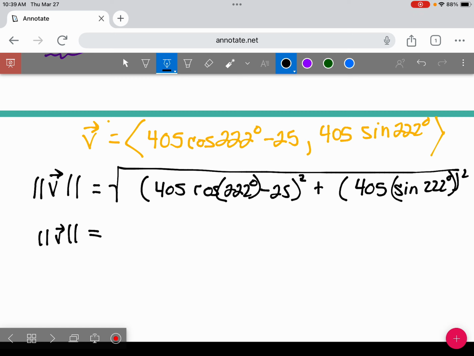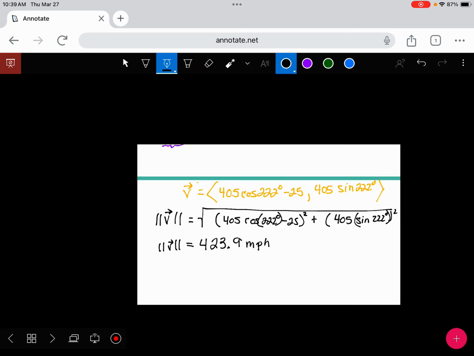It's important that we get all of our parentheses closed properly. We want to make sure we're only taking the cosine of the 222. Don't include the minus 25 on there. We're only taking the sine of the 222, and we have our square outside of this. We should get something that's 423.9, 424 based on where we round it. But that is the speed of the plane. 423.9 miles per hour. That's their speed.